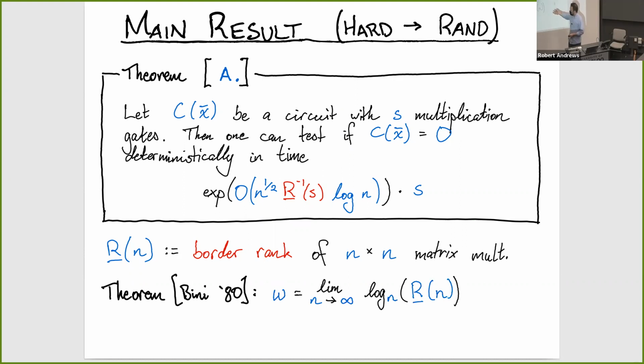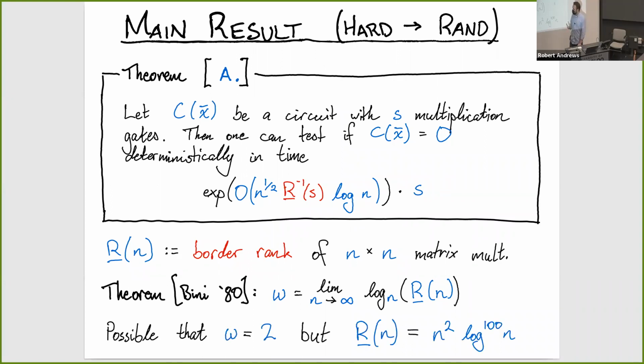Now, why am I making a point of talking about border rank here? It's that this is a finer grained notion of the complexity of the matrix product. So it could entirely be the case that omega is 2, but the border rank is like n squared times some large polylogarithmic factor. And if that's the case, then we still get an interesting algorithm for PIT, even if omega is 2. This could test, for example, if this were true, we could test circuits of quasi-linear size in some non-trivial amount of time. Okay, so that's the statement of the result.